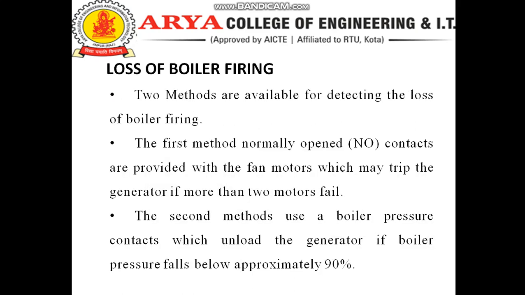The next one is the loss of boiler firing. There are two methods available for detecting the loss of boiler firing. In the first method, normally open (NO) contacts are provided with the fan motors, which may trip the generator if more than two motors fail. The second method uses boiler pressure contacts, which unload the generator if boiler pressure falls below approximately 90%.